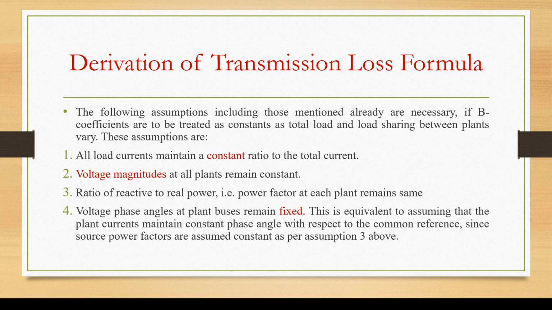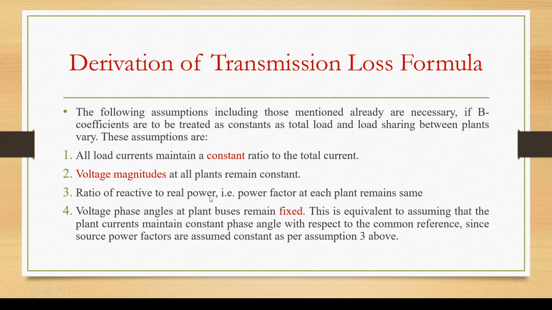Along with the already assumed assumptions, we can include further assumptions here. The following assumptions, including those mentioned already, are necessary. B coefficients are to be treated as constants, as total load and load sharing between plants vary. So what are those assumptions? All load currents maintain a constant ratio to the total current. Voltage magnitudes at all plants will remain constant.